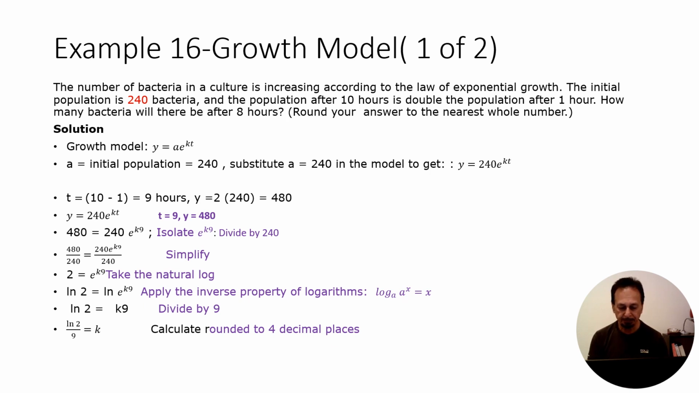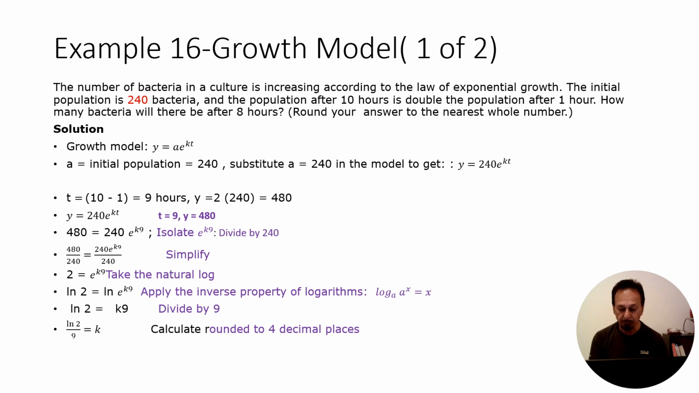Example 16. The number of bacteria in a culture is increasing according to the law of exponential growth. The initial population is 240 bacteria and the population after 10 hours is double the population after 1 hour. How many bacteria will there be after 8 hours? So first we create a formula model so we can answer this last question. Since it's a growth model, we have a growth model in the book, y equals a times e to the power kt. So A here is the initial population, which is 240.